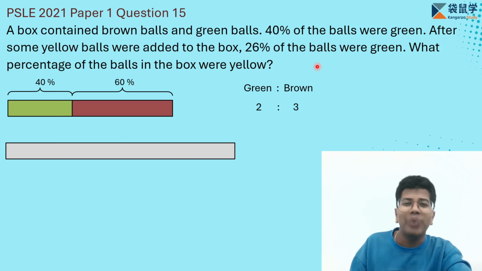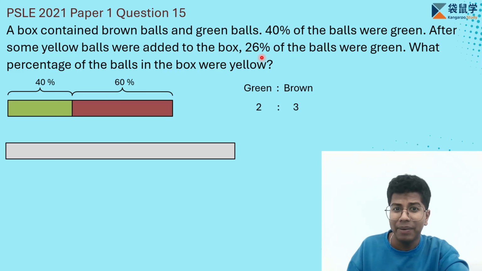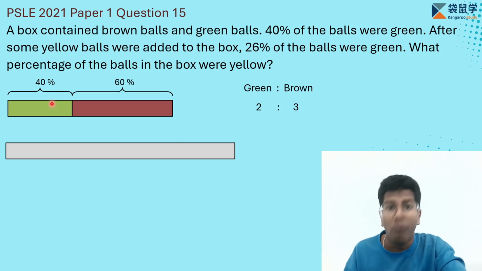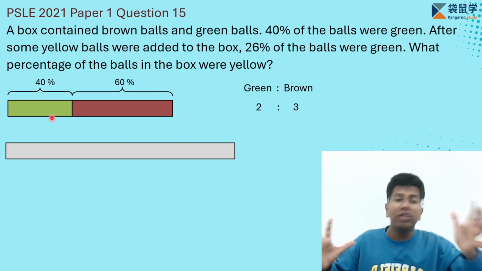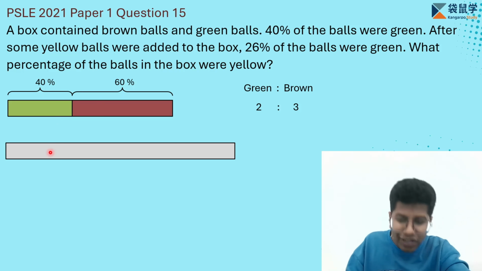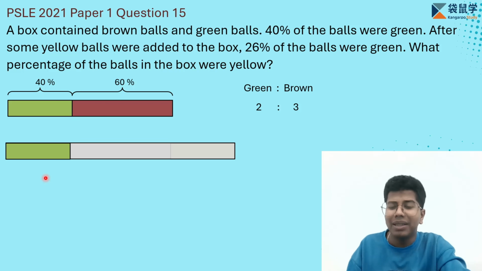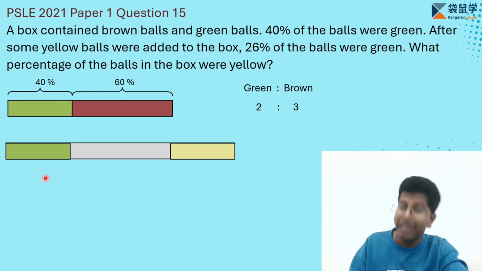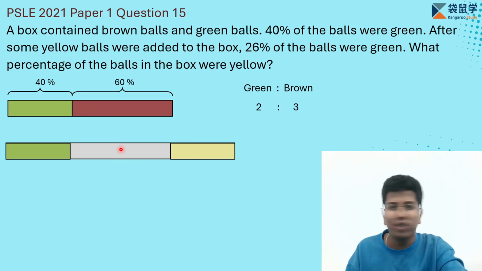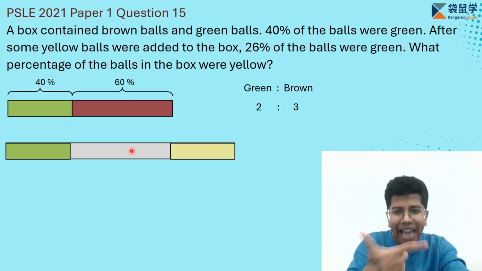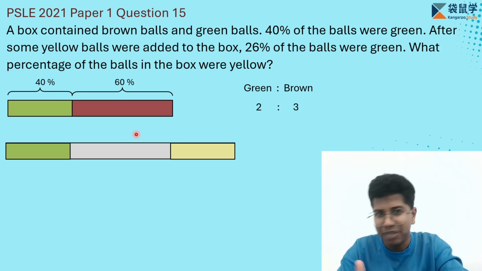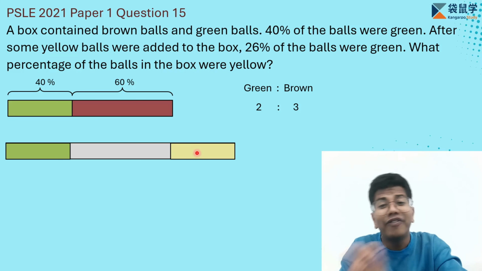Now the question says 26% of the balls were green. Here, the percentage has changed. But did I change the number of green balls? Of course not. The box still contains the same number of green balls. So the size of the green part of the model remains the same, but the percentage I need to mark here is 26. The same goes for brown also. For brown also the number didn't change. So the size of the brown part has also been kept the same, but the percentage has changed. And the remaining part is nothing but the yellow balls.